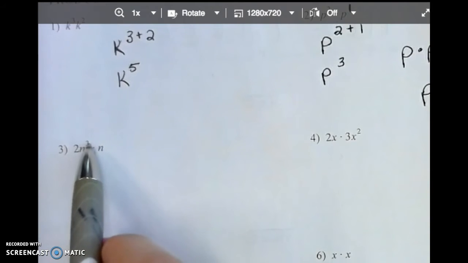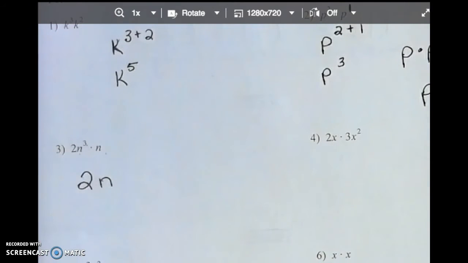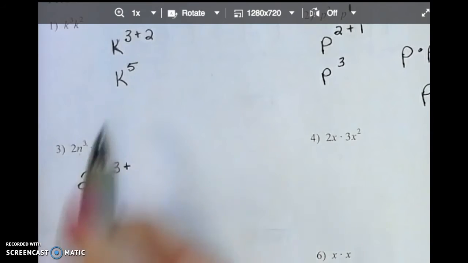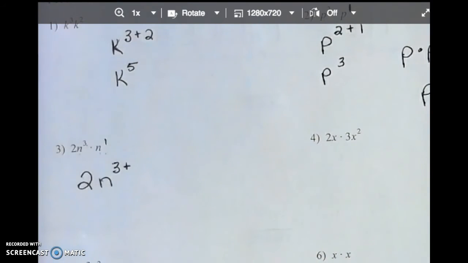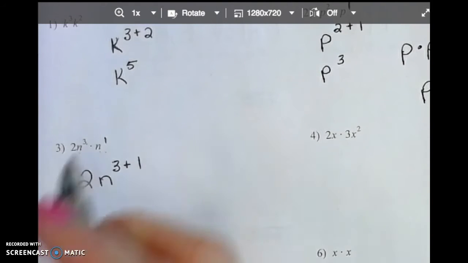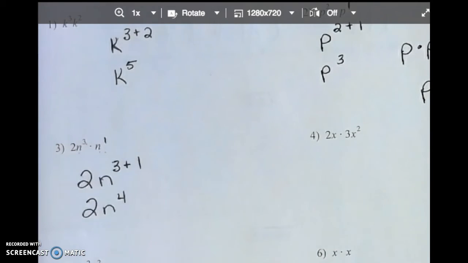Now I have n to the 3rd times n. I keep the base, which is n. I will add the exponents, 3 plus, this one doesn't have an exponent, so it is a 1, giving us 2 times n to the 3 plus 1, which becomes 2n to the 4th.